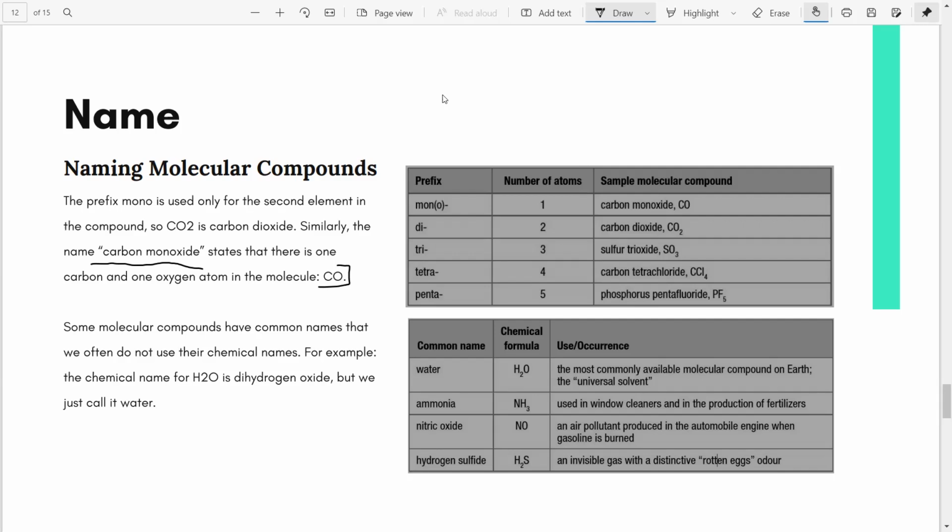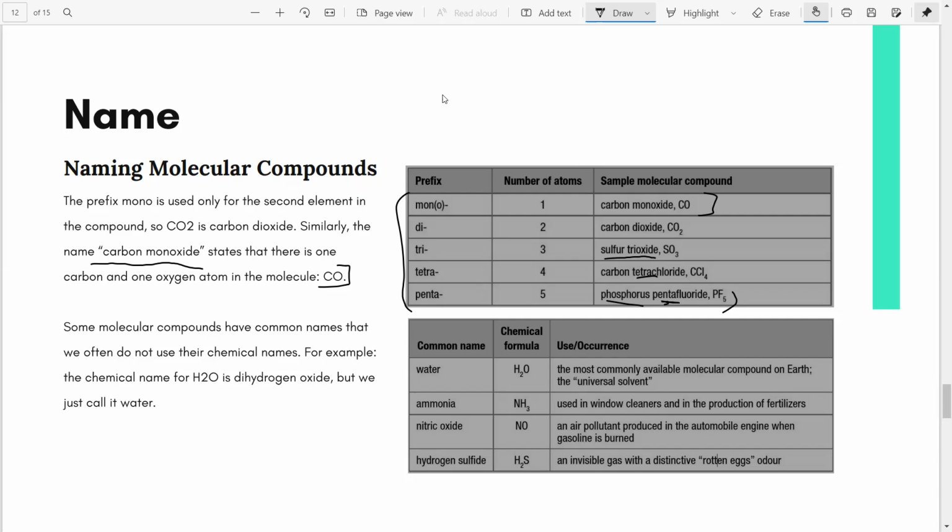So here again are the prefixes that are used, and then some sample molecular compounds. So carbon monoxide is 1 of each. Carbon dioxide means 1 carbon, 2 oxygen. Sulfur trioxide is 1 sulfur, 3 oxygen. Carbon tetrachloride, so 1 carbon, 4 chlorines. And then phosphorus pentafluoride is 1 phosphorus, penta is 5. So we have the subscript of 5 on the fluorine.